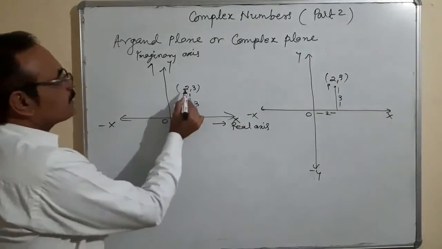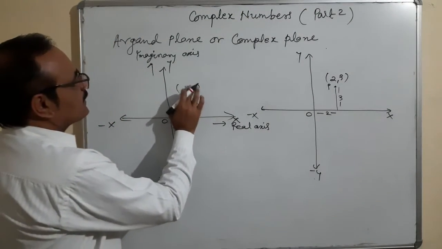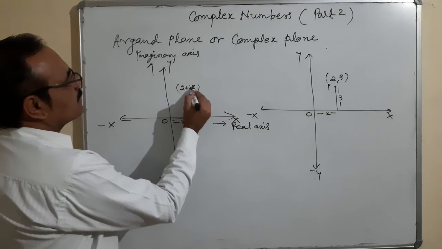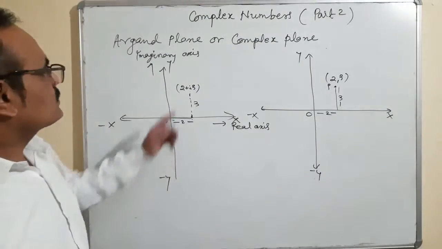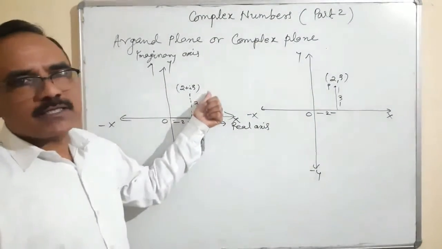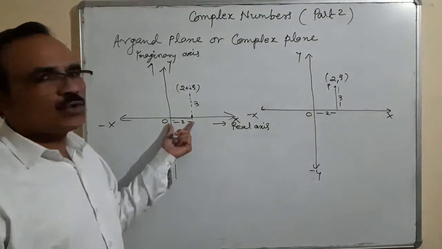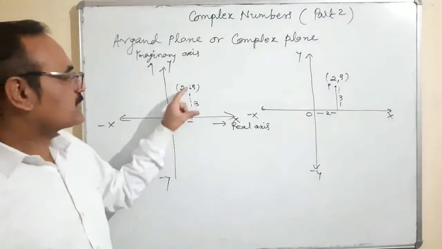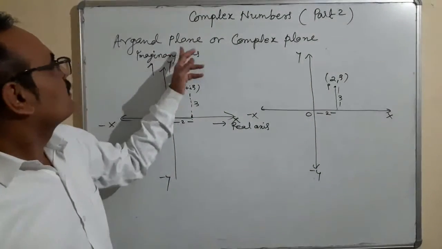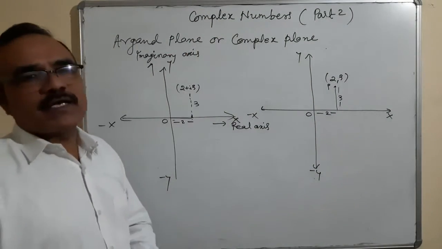So rather than writing 2, 3, we write 2 plus i3. What does 2 plus i3 mean? The real part is 2 and the imaginary part is 3. That means the intercept on the real axis is 2 and the intercept on the imaginary axis is 3. So this is called the Argand plane or complex plane.